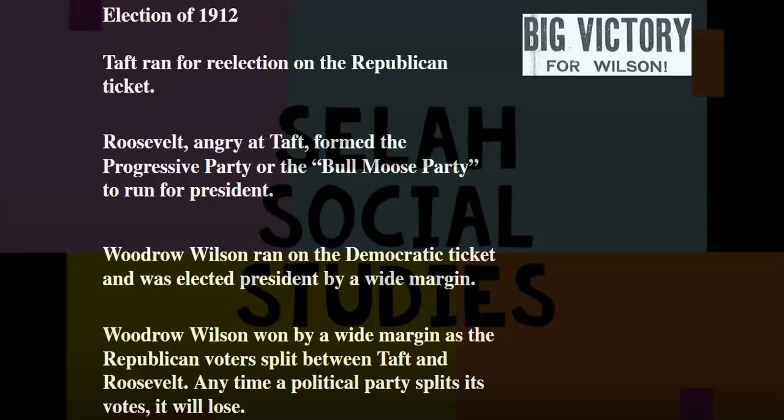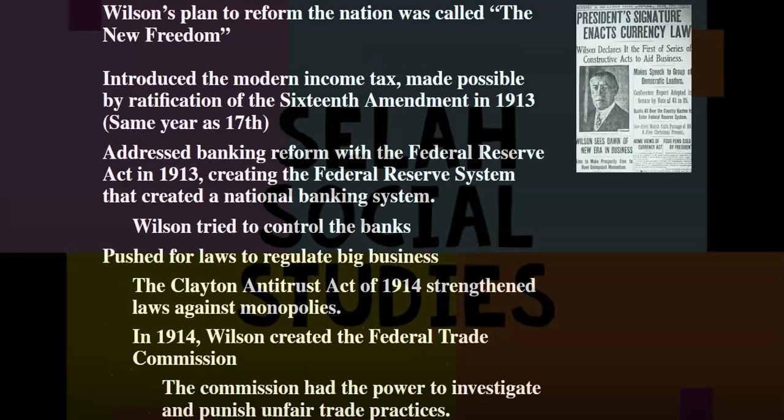The Democrat Woodrow Wilson was elected president by a wide margin. Even though Woodrow Wilson received only 42% of the popular vote, the other 3 candidates split the other 58%. Clearly, America was ready for a new path towards reform.